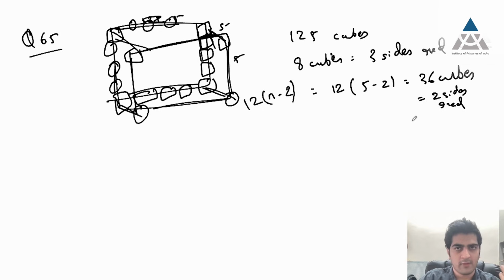And finally, if you remember the one side thing, so one sided painted, these are the central cubes. So you will have n minus 2 square cubes in each of the side or each of the surface.